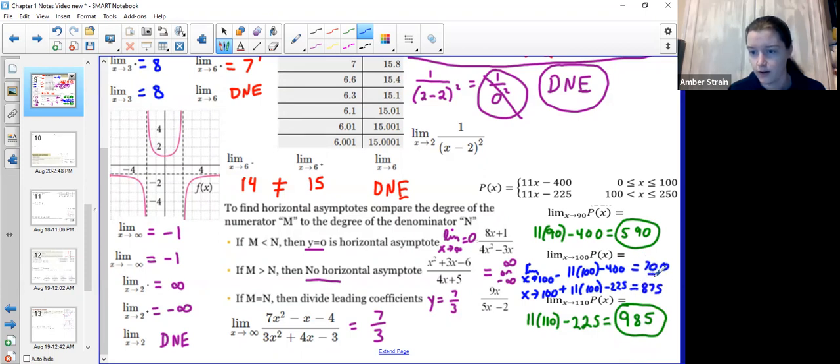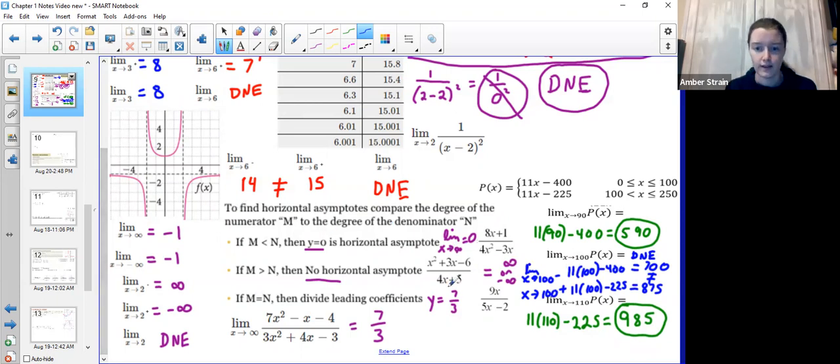Those, of course, are not equal. So that means the limit as x approaches 100 without specifying a direction does not exist. There is no other way to do that other than plugging it into both. We needed to know if the left and the right matched up, and they did not. Okay.